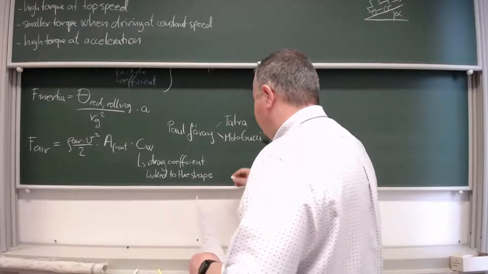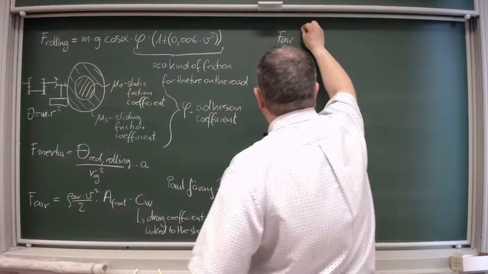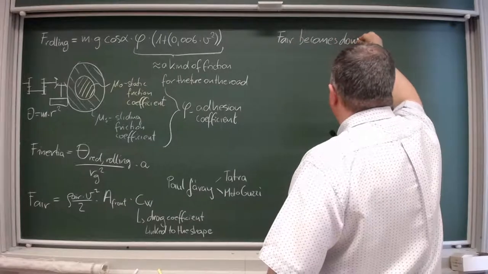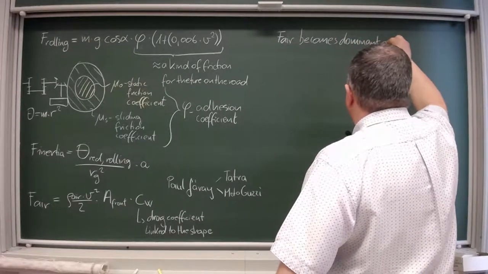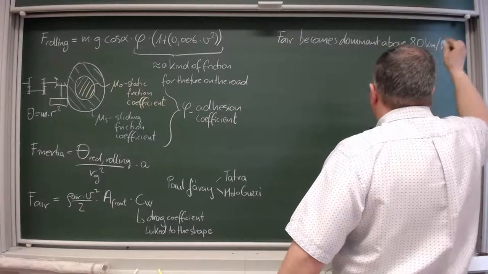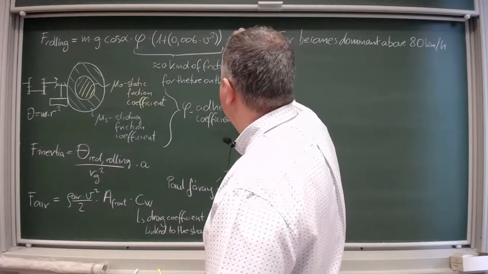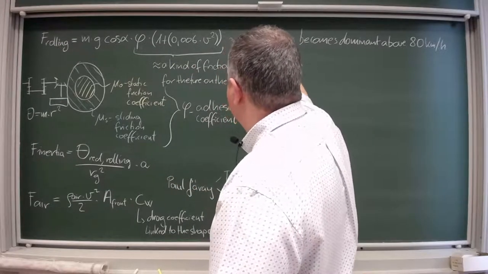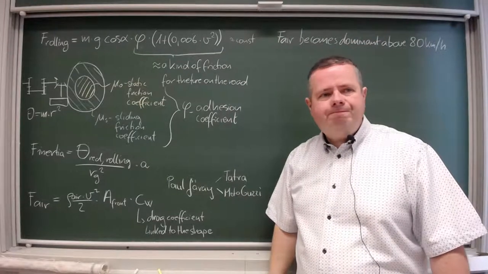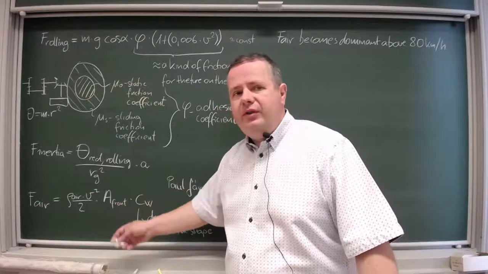Now, I've got to say the air drag, let me put it here, F air becomes dominant above 80 kilometers per hour. The inertia works only if we accelerate, and the rolling is almost constant, roughly we can say. That's why it's important to play with the drag coefficient and front cross section.